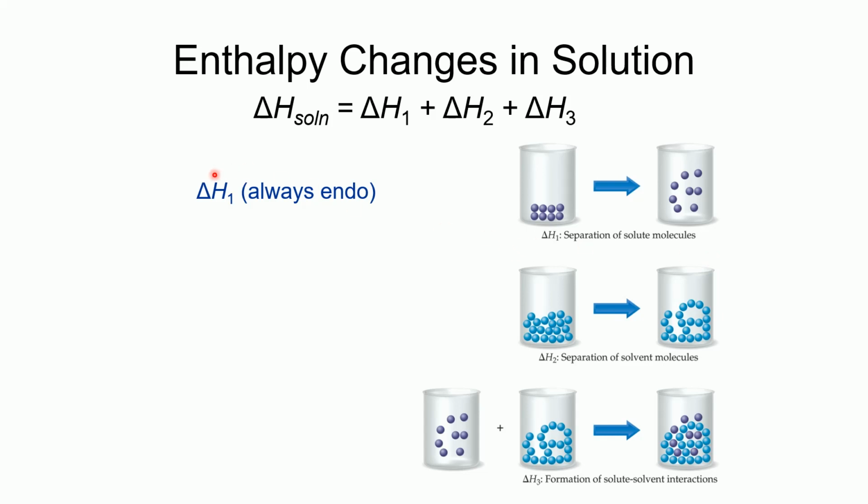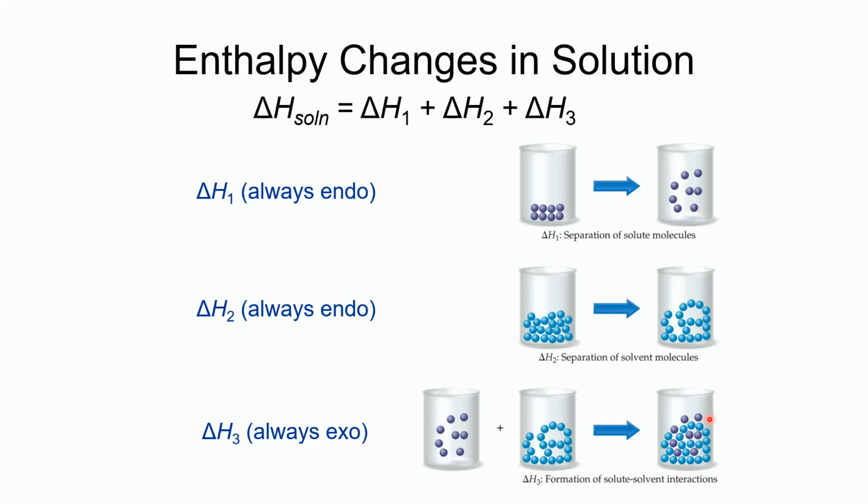Delta H1 is the amount of energy that it takes to separate the solute particles so that they're not in contact with each other anymore. That's always going to be an endothermic process. Delta H2, also endothermic, is making enough space in the solvent for the solute particles to be dissolved. And then delta H3 is the new interactions, the solute-solvent interactions, that we get between the solute and the solvent. And so it's really quite simple.